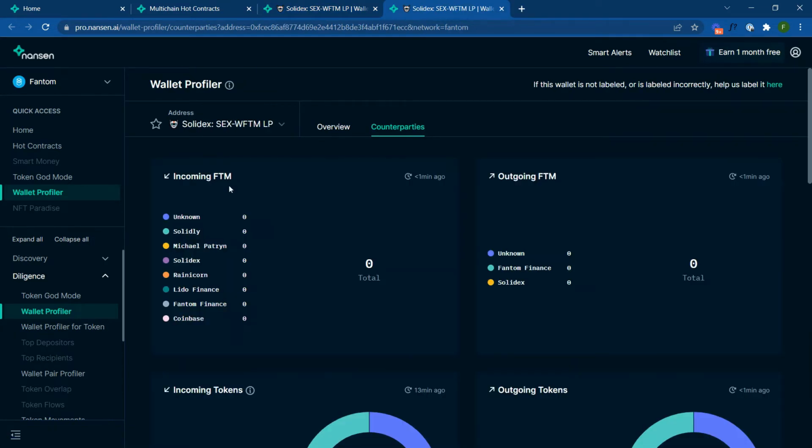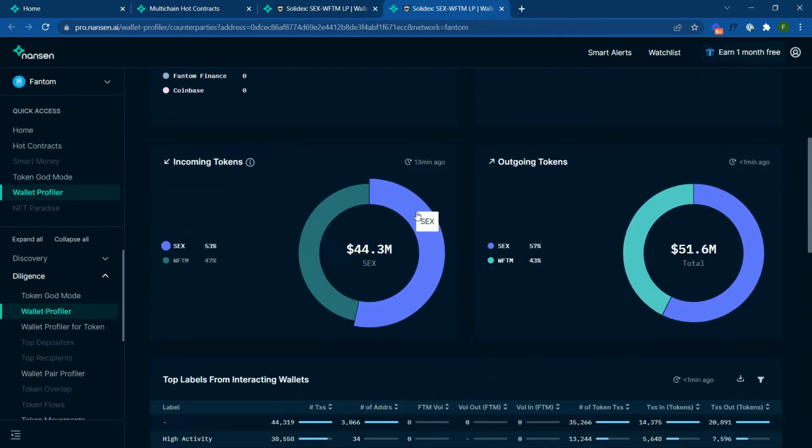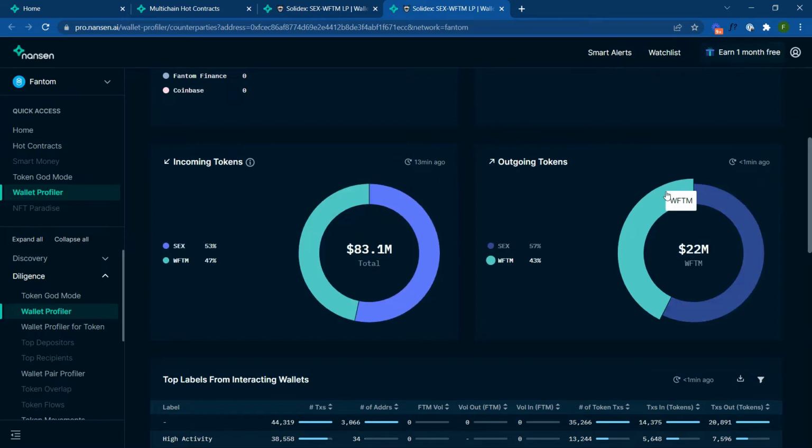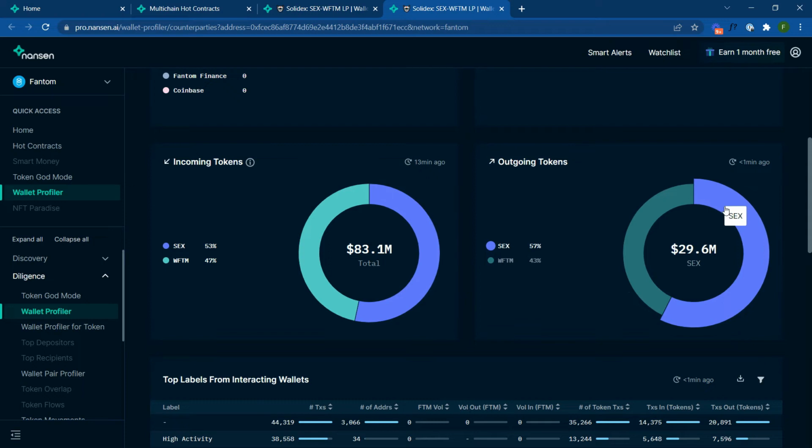The first two donut charts would tell us about the entities that deposited the native cryptocurrency of this blockchain, which is Phantom, in the pool and that have withdrawn from it. However, this pool does not contain any FTM, hence the empty donuts. But it does contain the tokens SEX and Wrapped FTM, whose inflows and outflows you can see in the next two donuts. When it comes to pools, learn to compare the figure of $83 million worth of incoming tokens against the outgoing figure of $51 million.